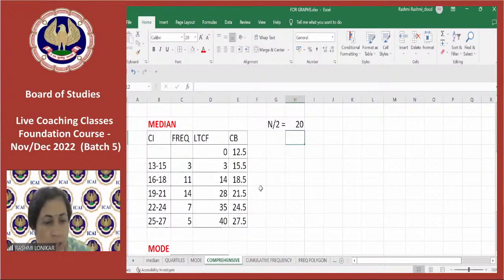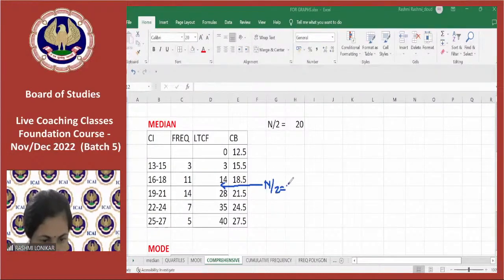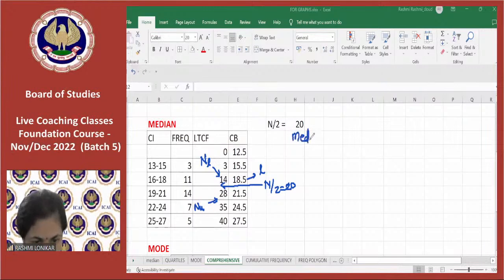Now I have to see where 20 will lie in this less than cumulative frequency. Okay, 20 is lying here, after 14 but before 28. So n by 2, which is equal to 20, is lying here. So what will be my pre-median class frequency? This is my NL. What is this? This is my NU. And what is the lower class boundary? This is my L.